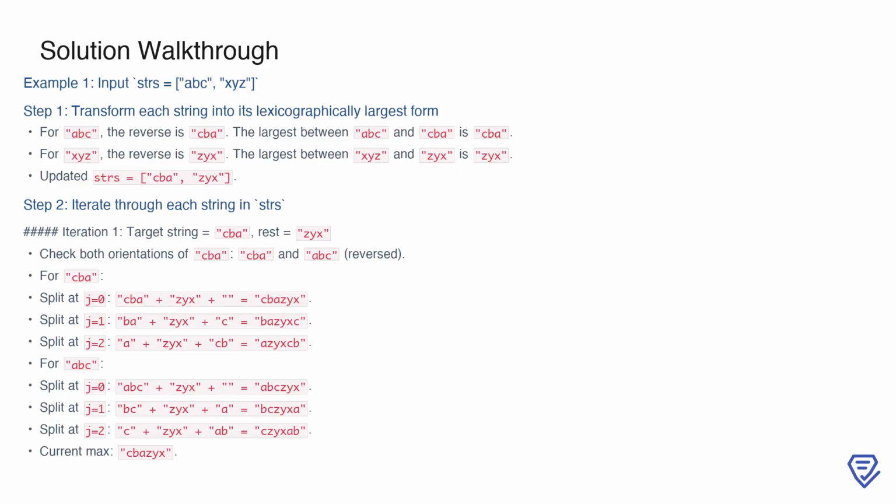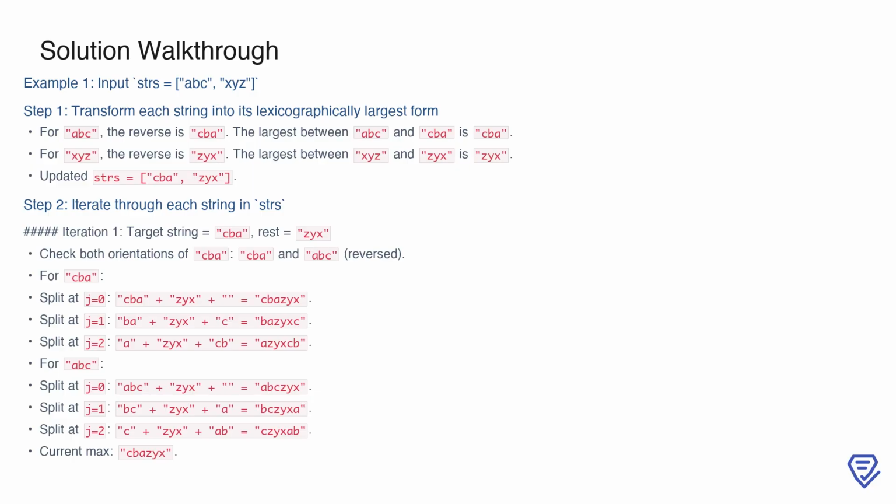Next, we iterate through each string in the updated array. For the first iteration, we treat CBA as the target string and the rest of the array as ZYX. Now, we consider both orientations of CBA, which are CBA and its reverse, ABC. For CBA, we generate possible concatenations by splitting it at different positions.